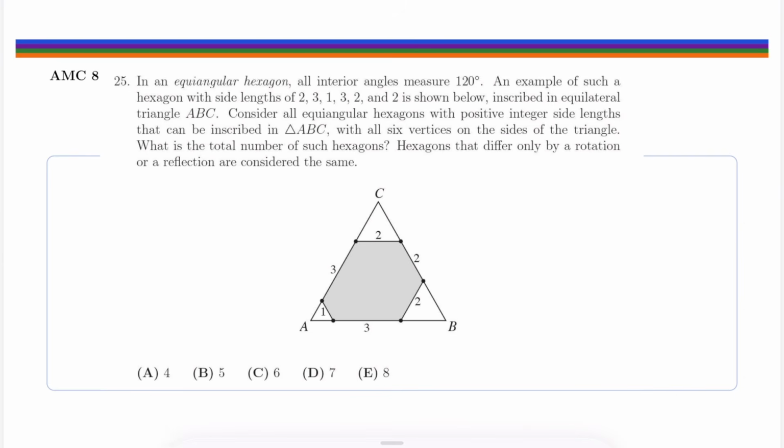on the sides of the triangle. What is the total number of such hexagons? Hexagons that differ by only a rotation or a reflection are considered the same.